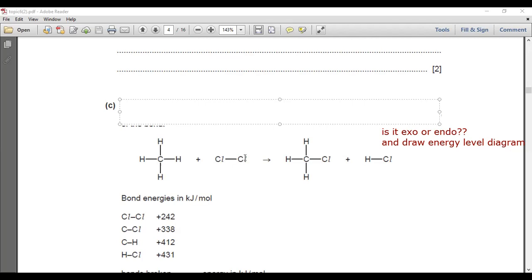Ashraf, the table is correct. The drawing is correct. My drawing? Yes, of course. Okay. Ashraf, 4 multiply 412 plus 242. You see bond H. Energy out.